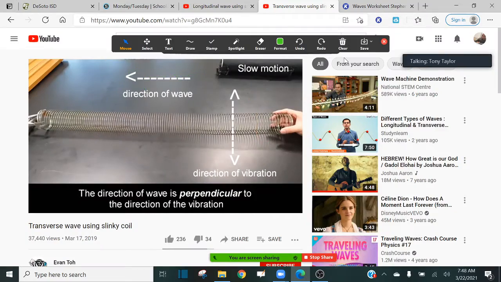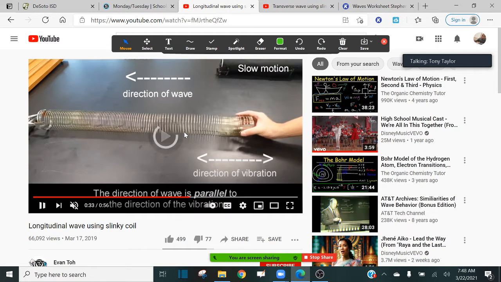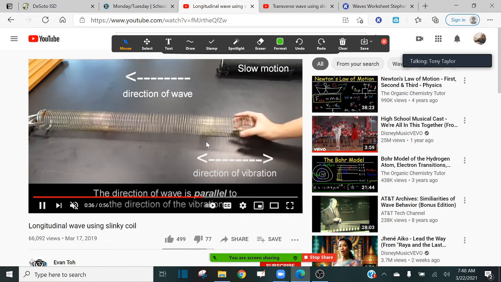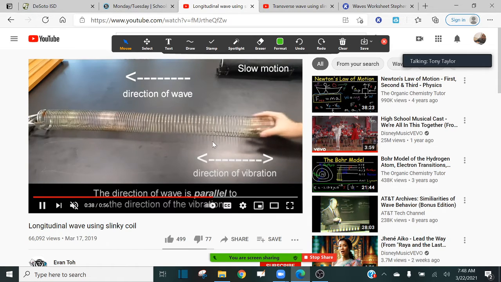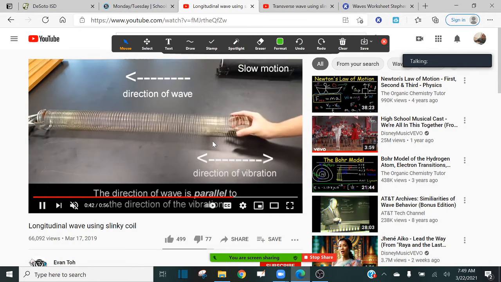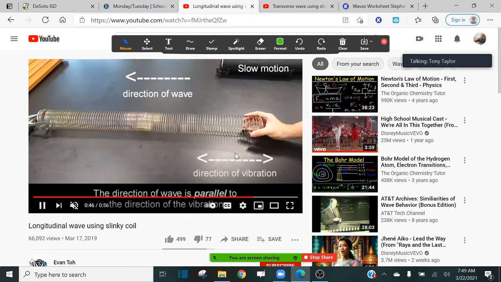Notice how that's different for this situation right here. In this situation right here, his hand is vibrating parallel to the direction that the pulses are propagating. Okay. So this is a longitudinal wave.